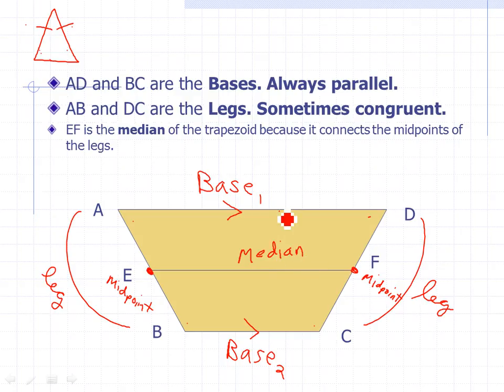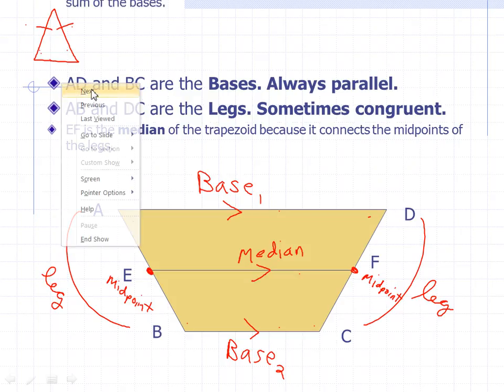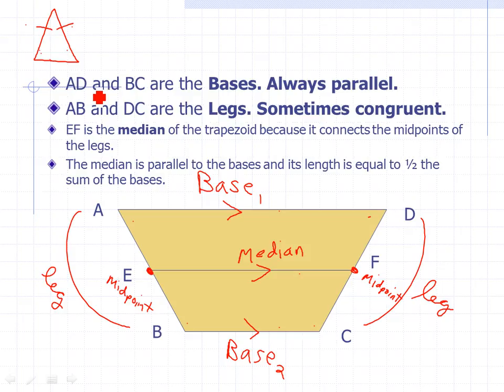What can you tell about the two bases in it? They're parallel. All three of those are parallel, so you might want to put another parallel marking. That's one of the things I'm going to say here in a minute. The other part: the median is always parallel to the bases, and its length is equal to 1/2 the sum of the bases.